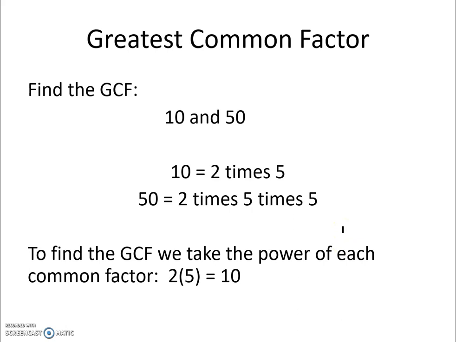Another example is to find the GCF of 10 and 50. Well, 10 equals 2 times 5, and 50 is 2 times 5 times 5. To find the GCF, again, we take the power of each common factor. In this case, it's 2 and 5. 2 times 5 is 10, so our GCF is 10.